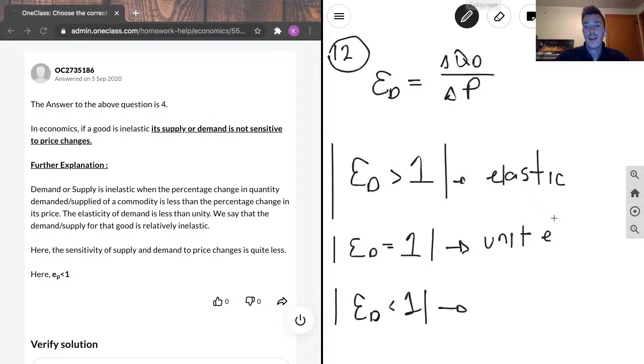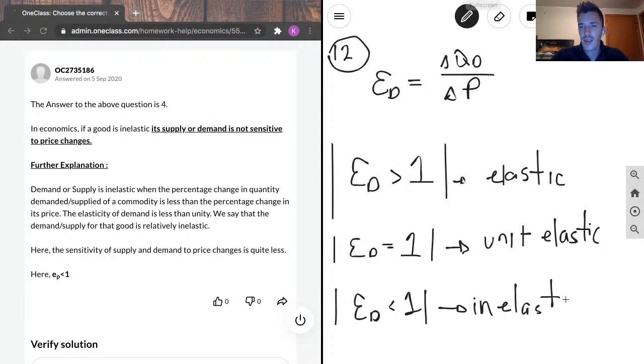So if it's elastic, that means the numerator is bigger than the denominator, and there will be a relatively large change in the quantity demanded if there's a price change. If it's equal to 1, then it's unit elastic. There will be a proportional change in quantity demanded if there's a price change. And lastly, if it's less than 1, it will be inelastic. That means there will not be much of a change in quantity demanded if there's a price change.